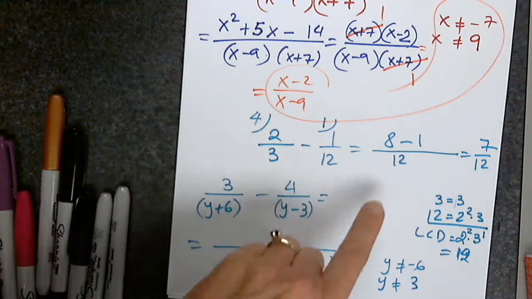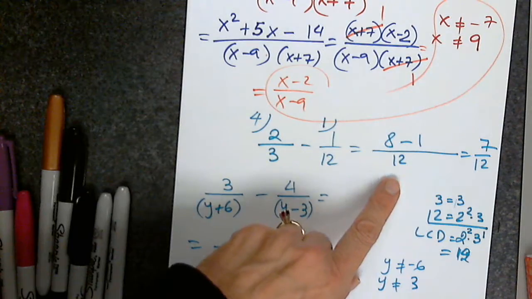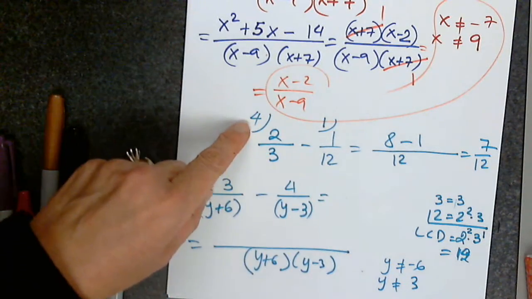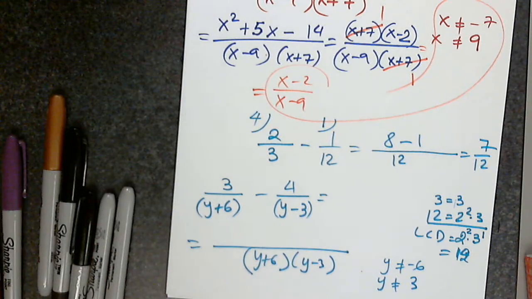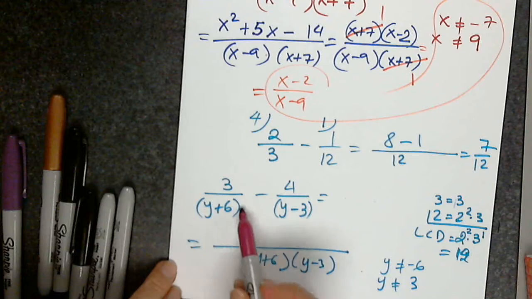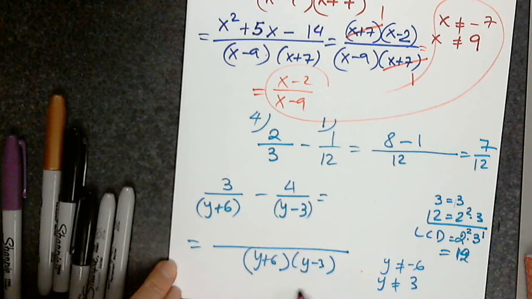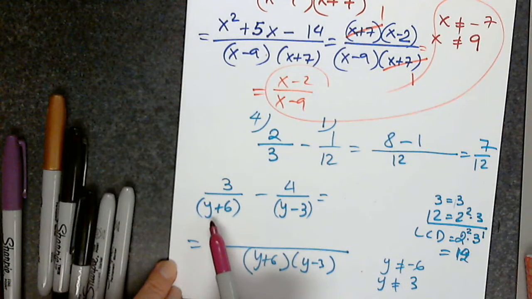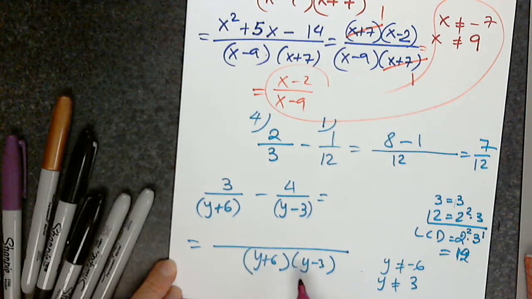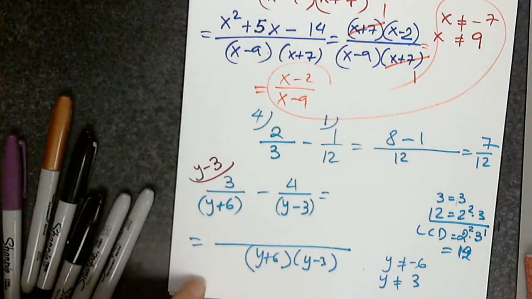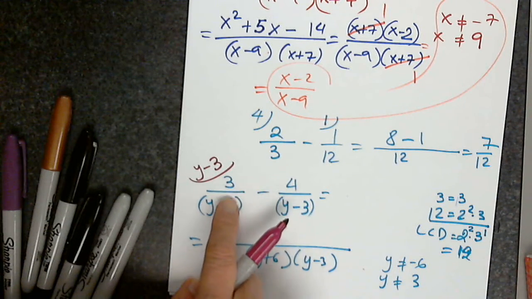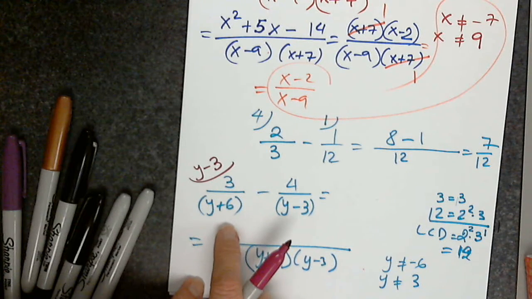And like before, if you remember, after I established the least common denominator, I asked myself, 3 times what is this? 4. 12 times what is this? 1. I asked myself the same 2 questions. y plus 6 times what is this? So what did we multiply y plus 6 by to get this? Well, obviously the other one, right? y minus 3. So I have to multiply the top of this fraction by y minus 3 because I multiplied the denominator by y minus 3.